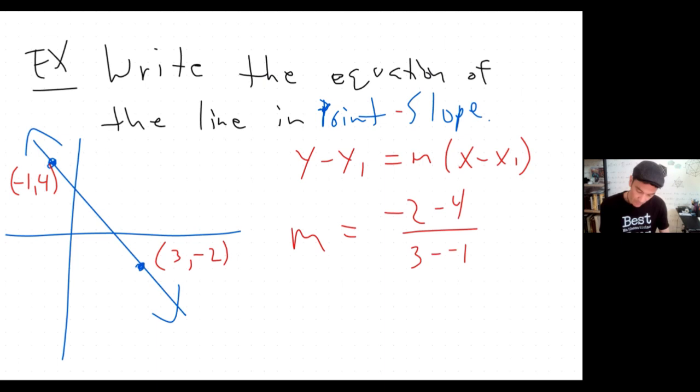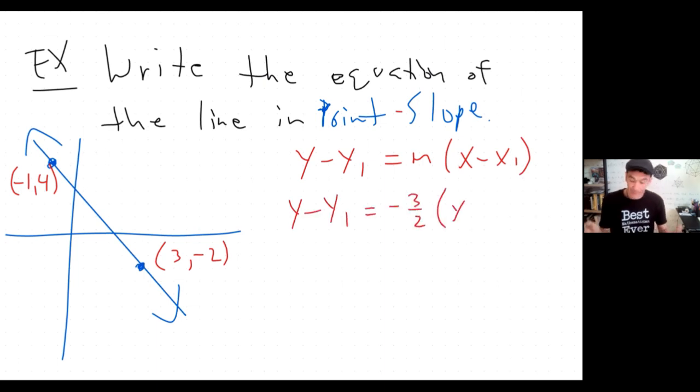This becomes -6/4, which reduces to -3/2. That's our slope, -3/2. I believe that it's negative because look at the picture. It falls down from left to right. So throw that back in for m, -3/2. So here's what we have so far. y minus y1 equals -3/2 times x minus x1.